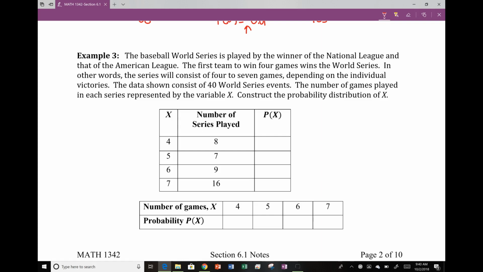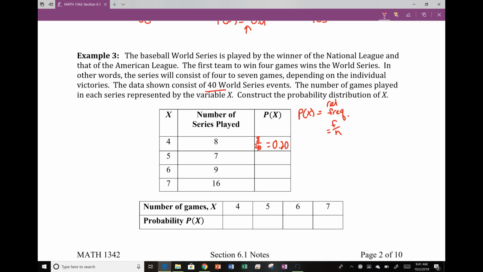So we want the probability of x, the probability that only 4 games were played. Well, think about probability as also being your relative frequency. Recall that relative frequency was your frequency divided by your total number. So I'm going to take the frequency, the 8, and divide it by the 40, because we had 40 series. That's going to give me 0.20. So 20% of the time is what we're looking at. Did we play 4 games?